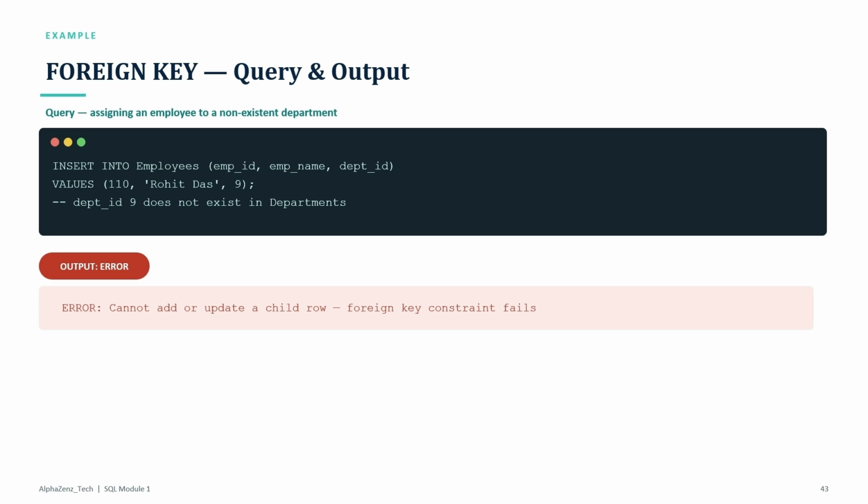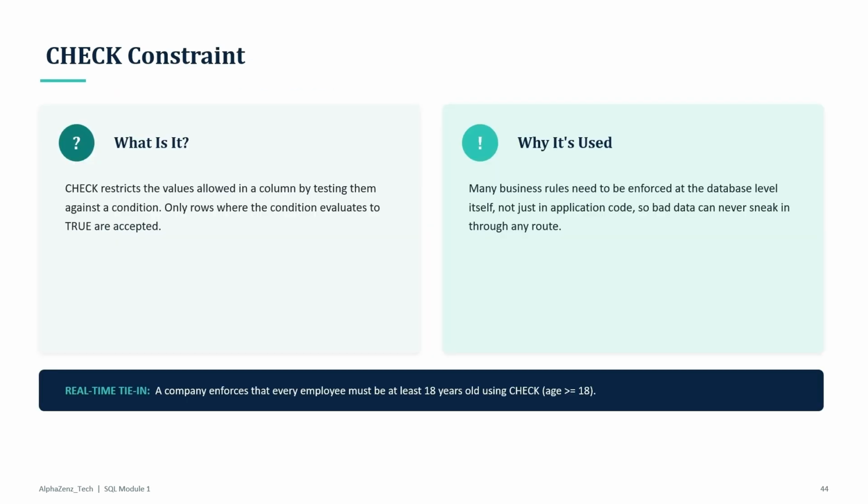Slide 50. Foreign key, query and output. Let's try assigning an employee to a department that doesn't exist. INSERT INTO employees (emp_id, emp_name, dept_id) VALUES (110, Rohit Das, 9). But dept_id 9 was never created in the departments table. Output, error: cannot add or update a child row, foreign key constraint fails. The database protects the relationship automatically.